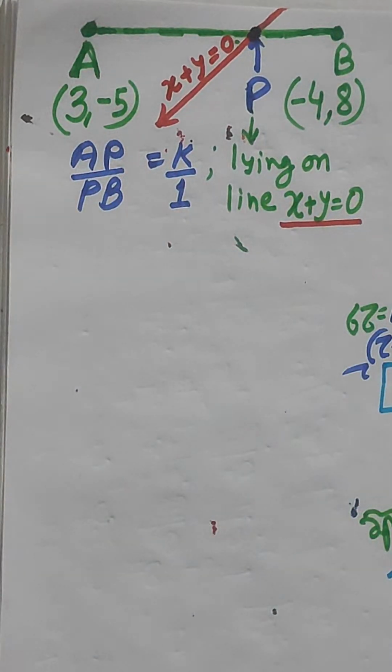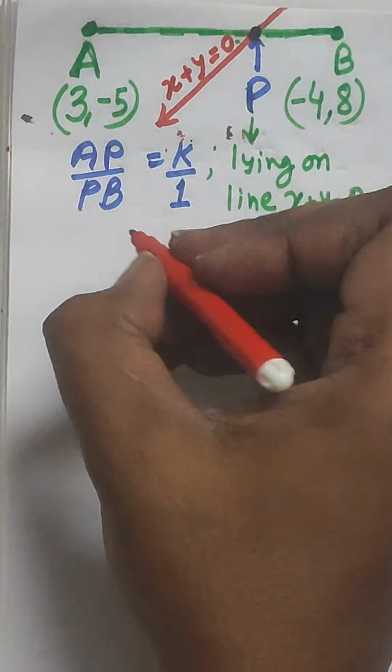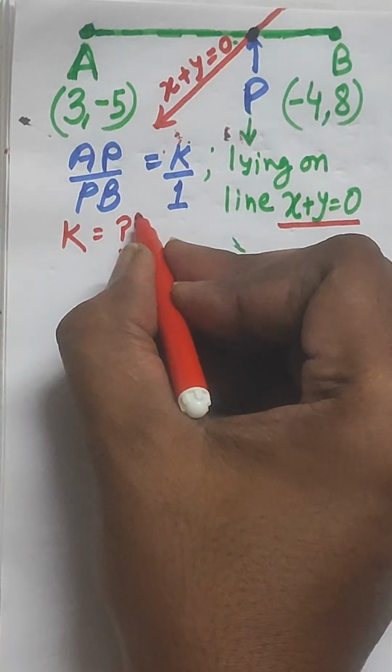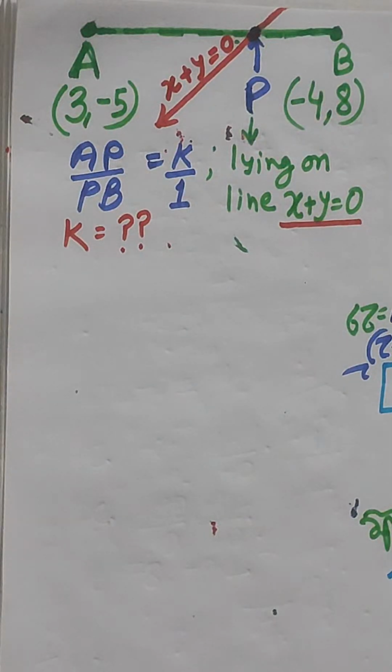Okay, now find the value of K. Now we also need to calculate the value of K. This is the final requirement, right? So here we listed out the requirement. Now let us solve the question now.